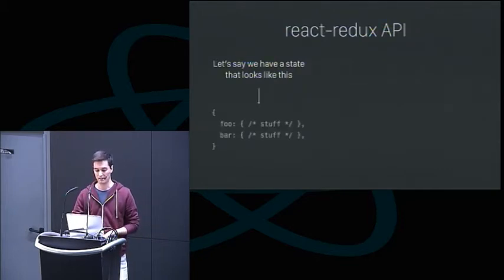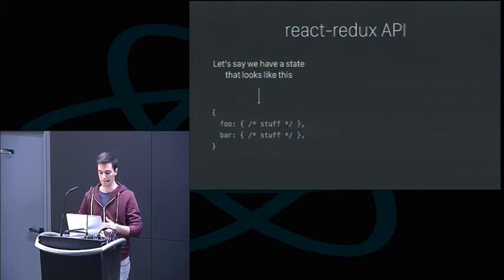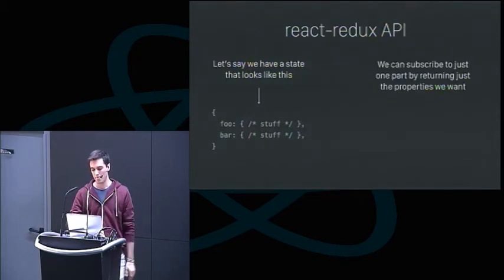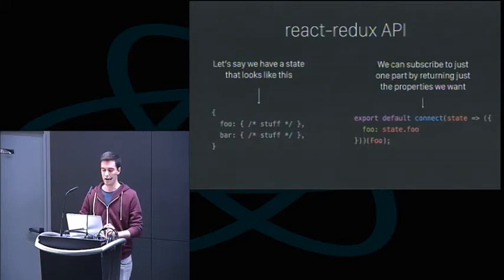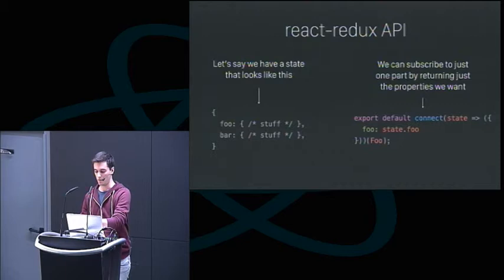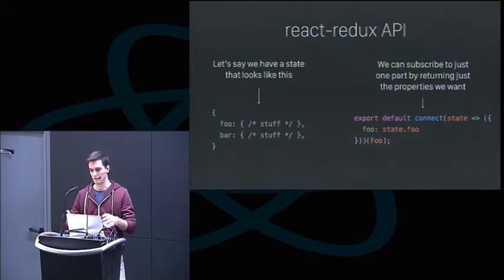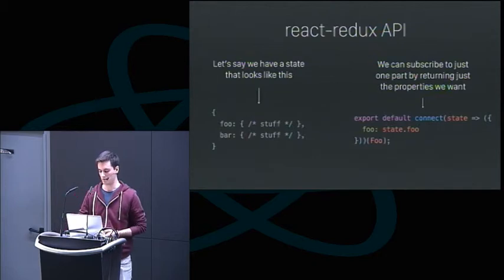So we have a state like this, for example, an object with foo whatever and bar whatever, and we can subscribe to only foo, as I said, to just one part. By doing this, we receive the state, and we only return foo, because we only need foo for that component. That's the way we can split the state for each component.